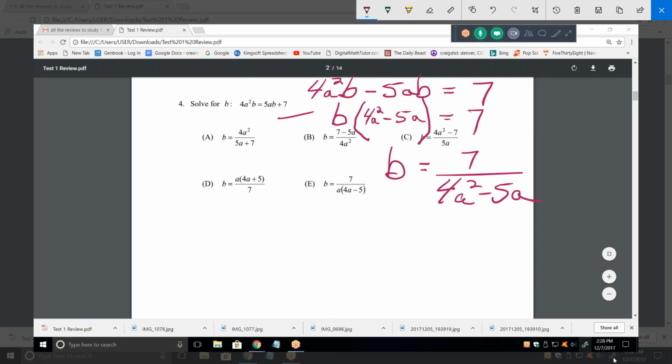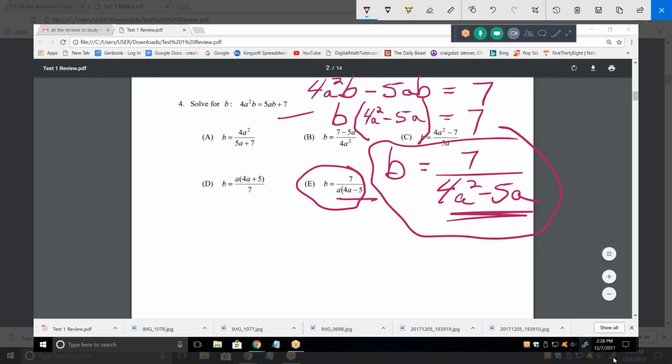E. Has to be. It's the only one that has 7 in the numerator. And even though our denominator is not exactly the same, we can see what they did. They factored out an A. That's the same denominator as we got. But as long as we do the math fully, to its completion, you see that E can be the only answer. It's the only one that has a 7 in the numerator.